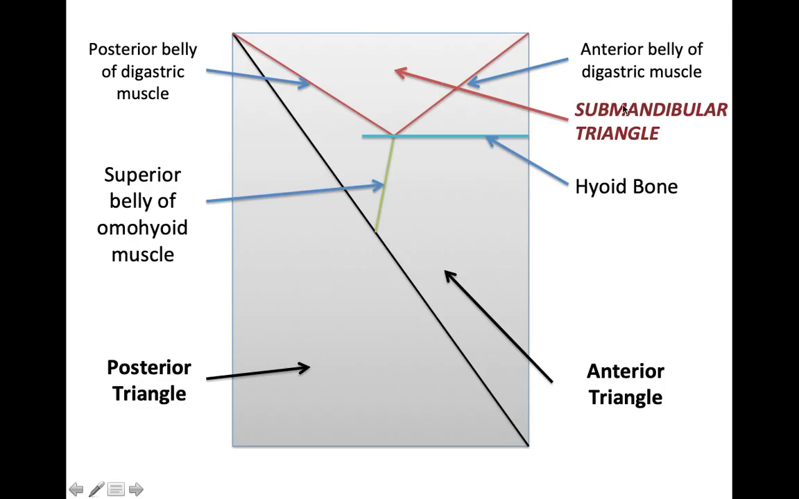The contents of the submandibular triangle, just write them down. These are the submandibular gland, facial artery, hypoglossal nerve, facial vein, submandibular lymph nodes, and a part of the parotid gland.